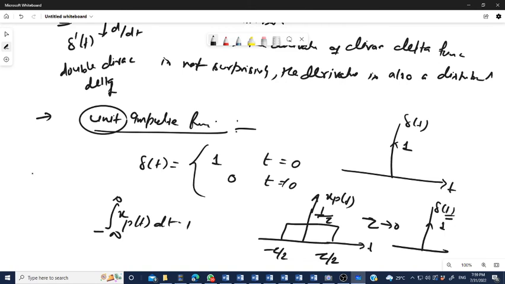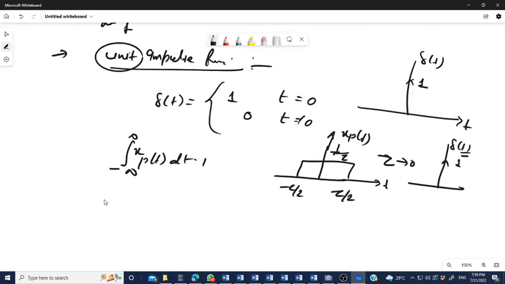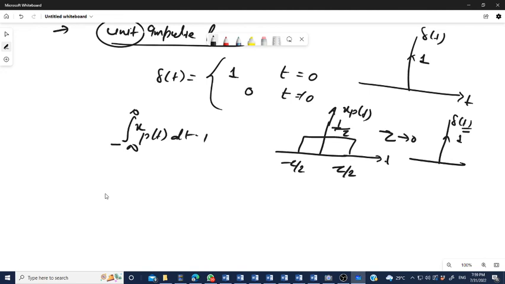As tau tends to 0, the height gets progressively higher and the width of the pulse gets successively narrower, as shown. So in the limit, we have a pulse which has infinite height and zero width, yet the area still remains 1. So in the unit impulse function, for convenience, delta t is defined as 1 at t equal to 0, otherwise it is infinite. Simple.